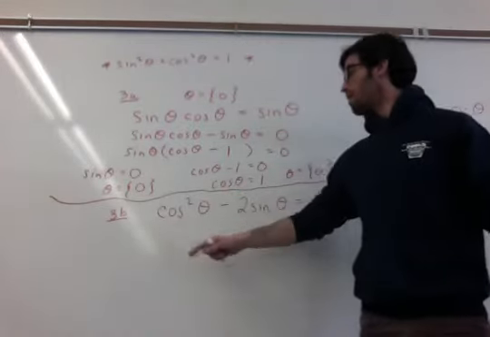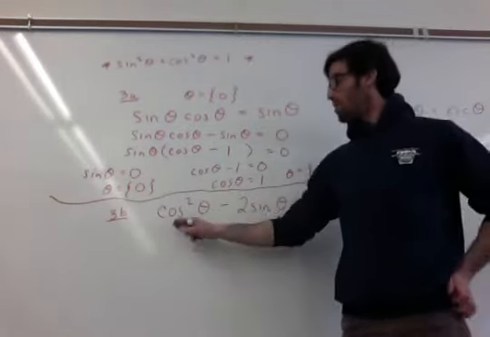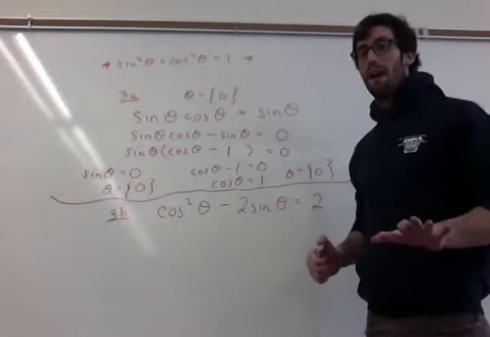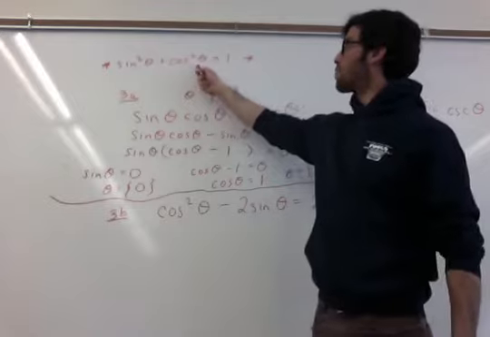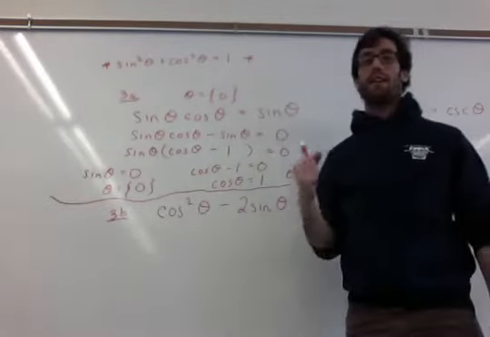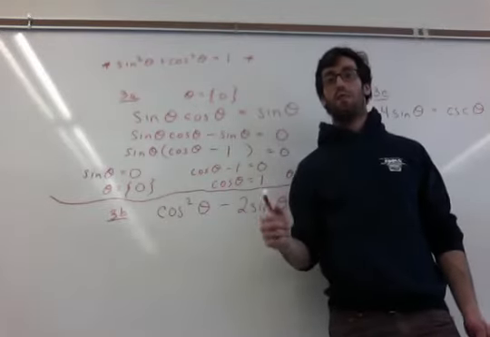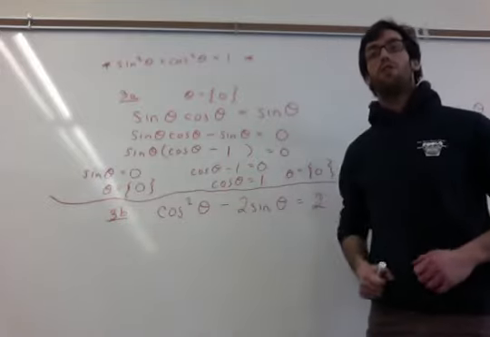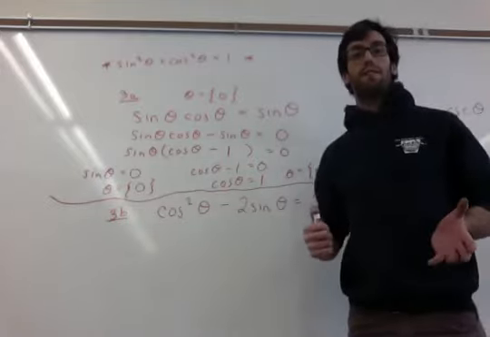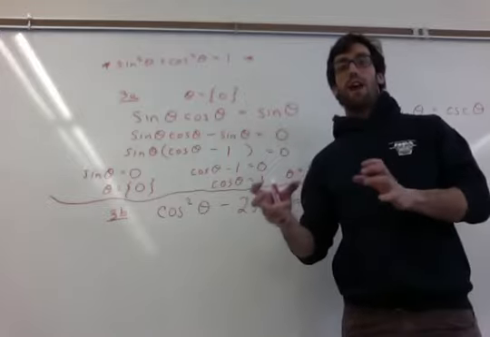Now, 3b. We have a cosine squared and then also just a linear form of sine. Okay, that's not good. You don't want them together. Now, just keep in mind that sine squared theta plus cosine squared theta equals 1 is a key Pythagorean identity that we can use. Anytime you have a squared cosine or sine, you can really easily replace that with the other.